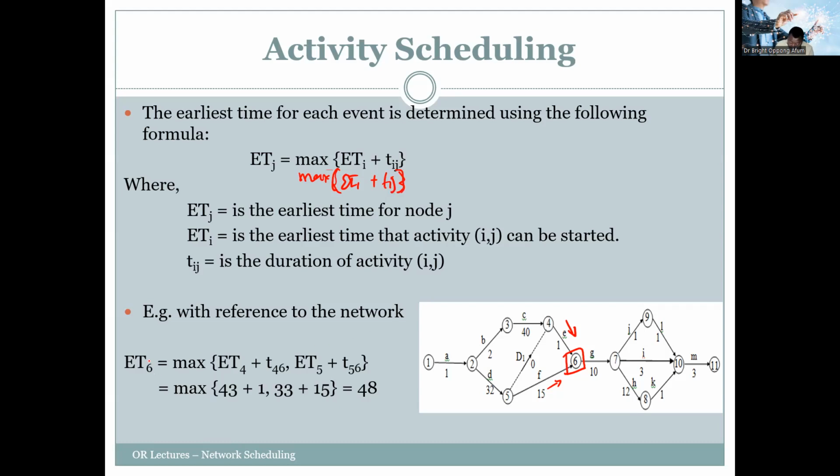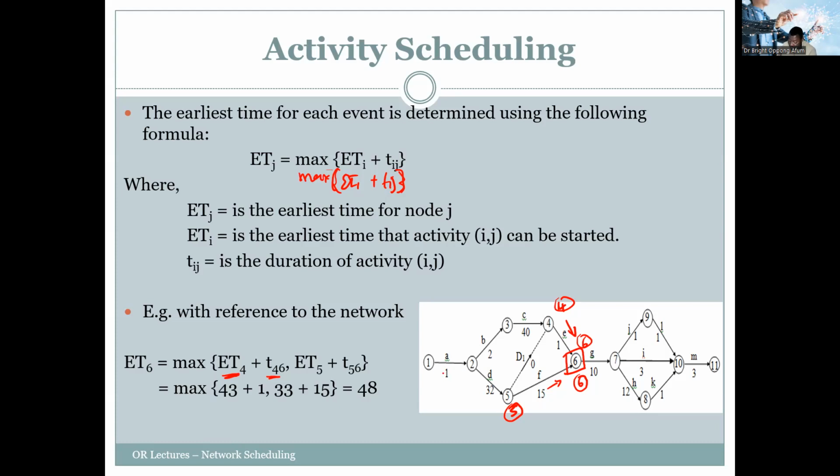So if, for instance, we look at the earliest time for node 6, it is the maximum of the earliest time of node 4 plus the activity T46, that is the activity from node 4 to 6, and the earliest time of node 5 plus the activity 5 to 6. The largest will now be the earliest time. So how do we compute this?